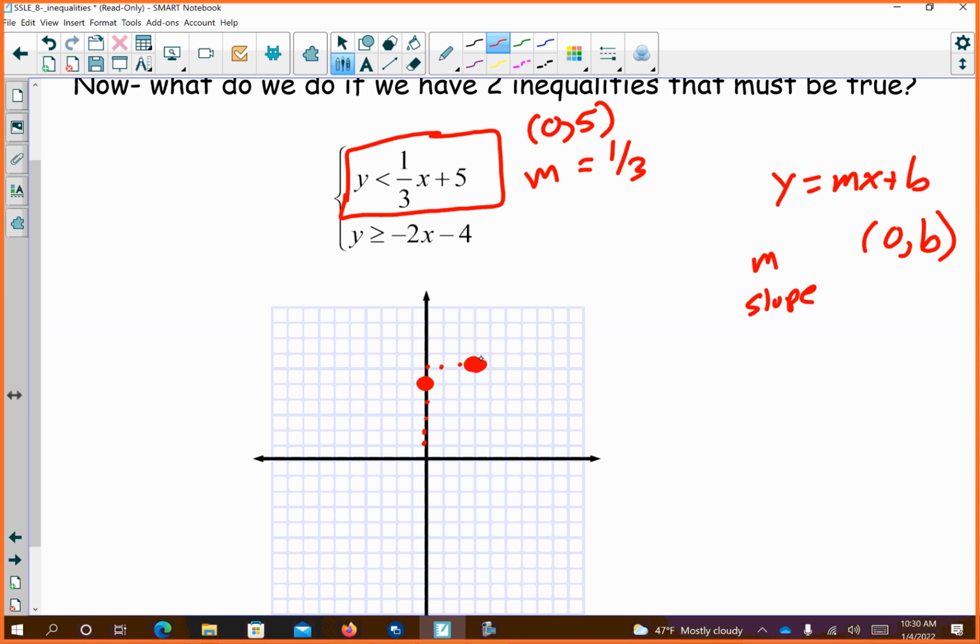Okay. Are we going to have a solid or a dotted line? It's dotted. You're absolutely right. Why is it dotted? What's missing? Yeah, the little equal sign. We just have a less than sign right here, so there isn't an equal. The bottom one has an equal sign. This one doesn't. So this is going to be a dotted straight line.